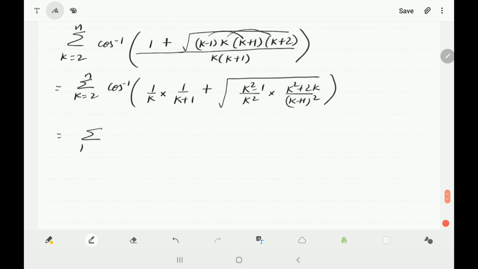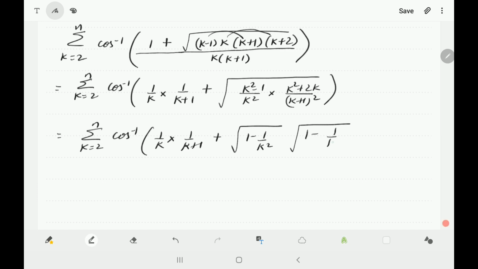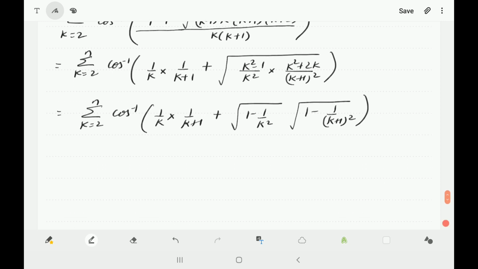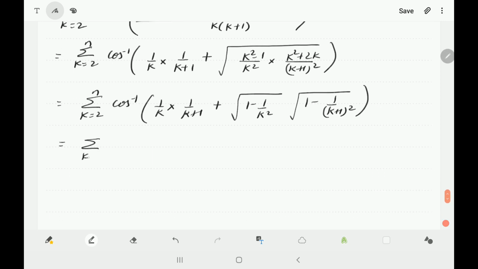Now this will become the summation k from 2 to n of cos inverse of 1 by k into 1 by k plus 1 plus under root of 1 minus 1 by k square, and this term can be written as 1 minus 1 by k plus 1 whole square. I hope you are clear on this thing, because if you take LCM, k plus 1 whole square will give us k square plus 2k plus 1 minus 1, which will give us k square plus 2k. Okay, so now we will have the term summation k from 2 to n. Now this became a formula. If you see, this formula is similar to cos inverse A into B plus under root of 1 minus A square into under root of 1 minus B square.